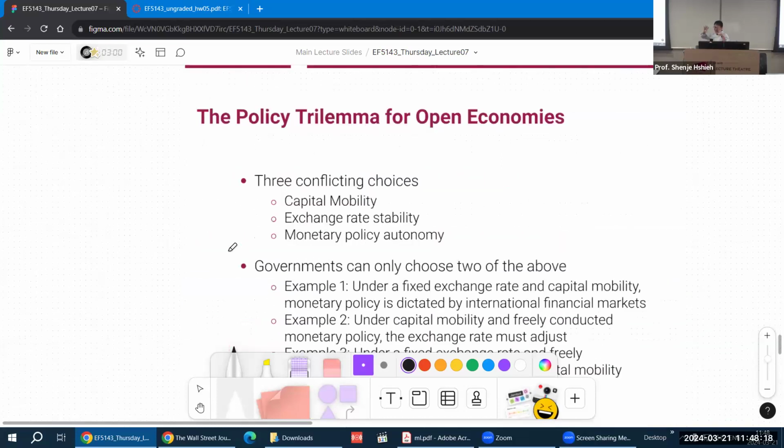All right, so you have an idea of the pros, right? You have an idea now. But each of these regimes has some combination of these three characteristics of open economies or international trade, okay?